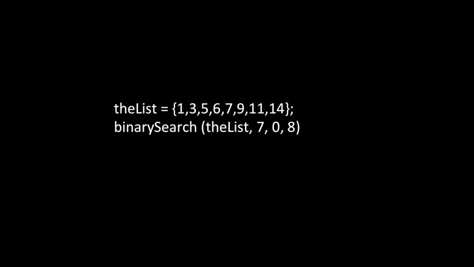As a result, when we first call this functionality, for example, looking for 7 in list 1, 3, 5, 6, 7, 9, 11, 14, 20, which has 9 elements numbered from 0 to 8, we actually call binary search of that array, 7, which is the desired element, 0, which is our start index, and 8, which is our end index.